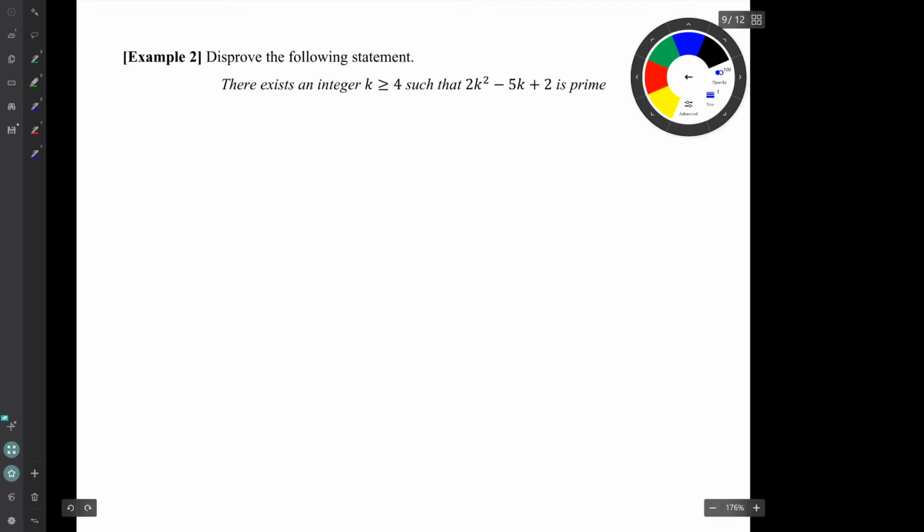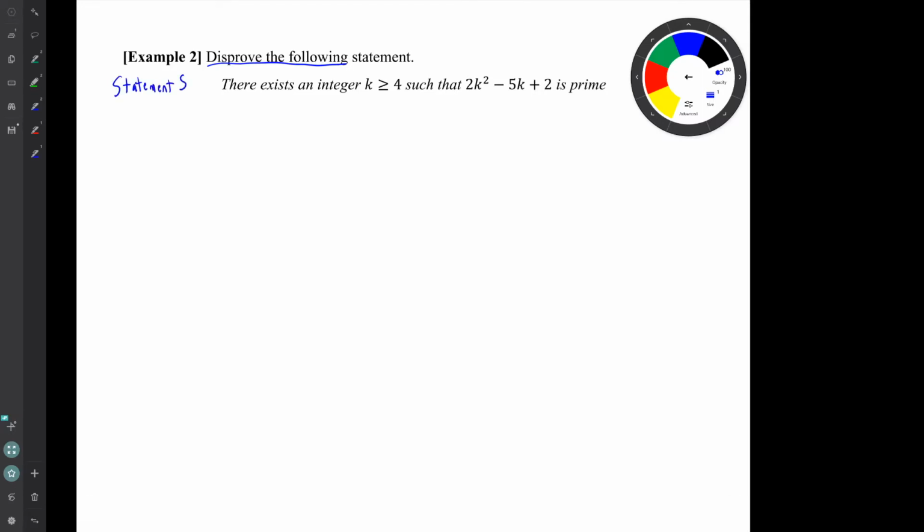Example 2 is to disprove the following statement. There exists an integer k greater than or equal to 4 such that 2k squared minus 5k plus 2 is prime. So we have to disprove this statement. So this is an existential statement. Remember, to prove existential statements, you just provide an example. But to disprove an existential statement, well, that's more complicated. Let's call this statement S.